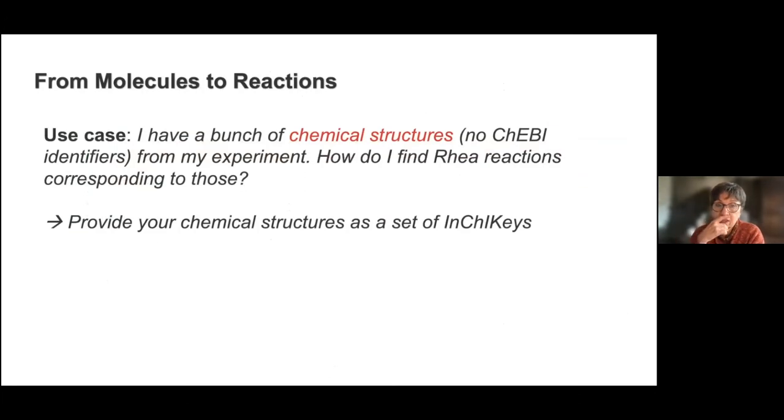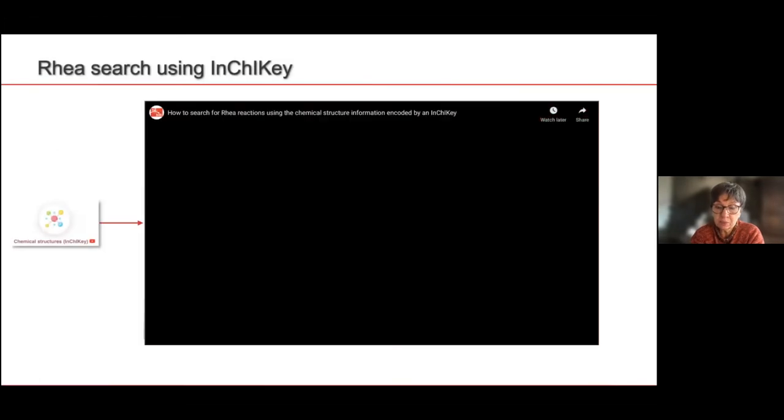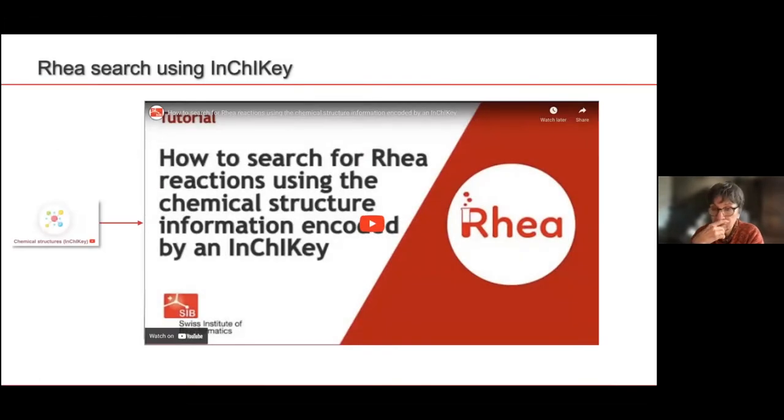Now let's say that we have a bunch of chemical structures, but no ChEBI identifiers. How do I find their reactions? In that case, if you provide your chemical structures as a set of InChIKeys, you will be able to retrieve the corresponding reactions. So now let me show you the second video that Marie-Claude and Elisabeth have prepared, to show you how you can retrieve a reaction using a chemical structure encoded in an InChIKey.